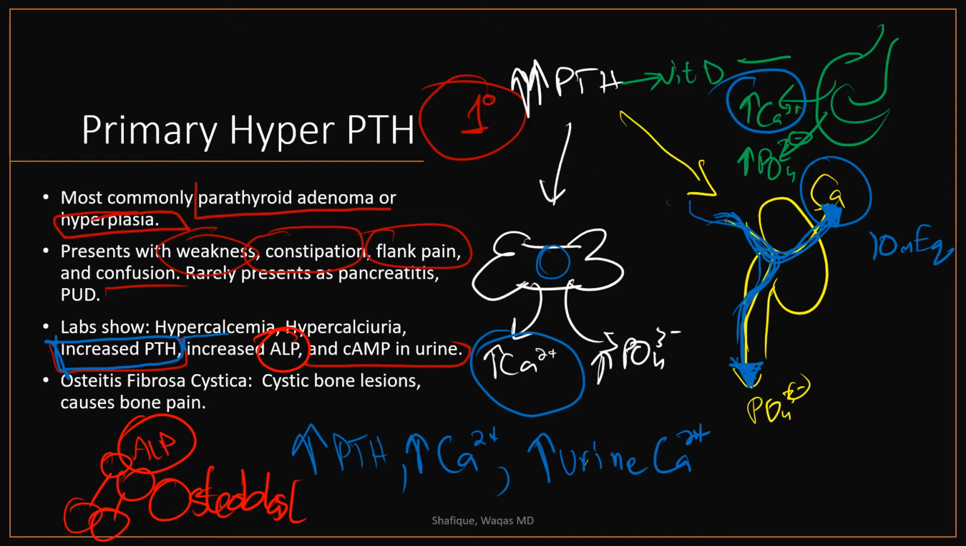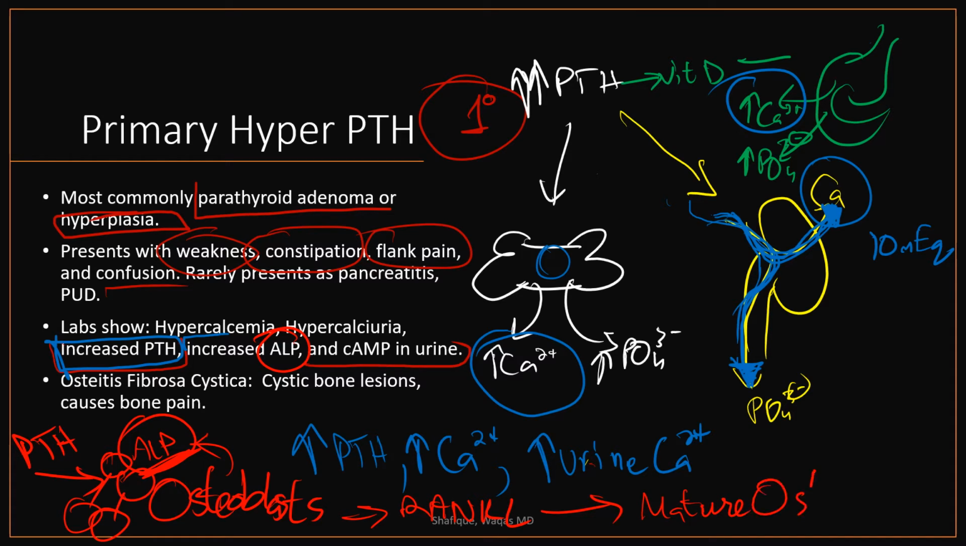right? And remember, your PTH stimulates your osteoblast to secrete RANK-L. And when it does that, it also produces ALP. So you'll have osteoblasts secreting ALP and RANK-L, which will go on to cause maturation of your osteoclast, right?